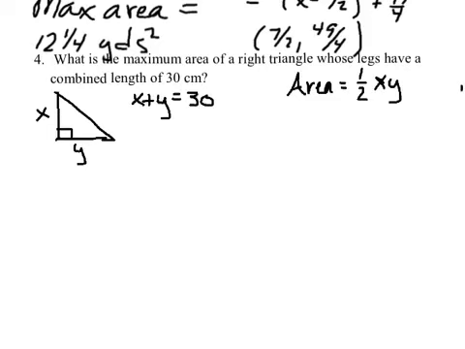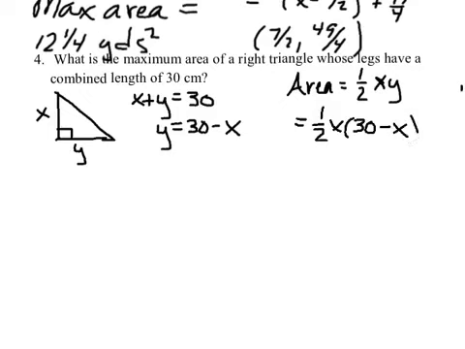I'm going to just simply solve, or probably substitute. So I'm going to rewrite this as y equals 30 minus x. Now, could you have set it equal to x? Sure, you could. I'm going to plug this in over here. So this is going to equal 1/2 x times 30 minus x. And if I substitute all that in, kind of clean it up, you end up with negative 1/2 x squared plus 15x.